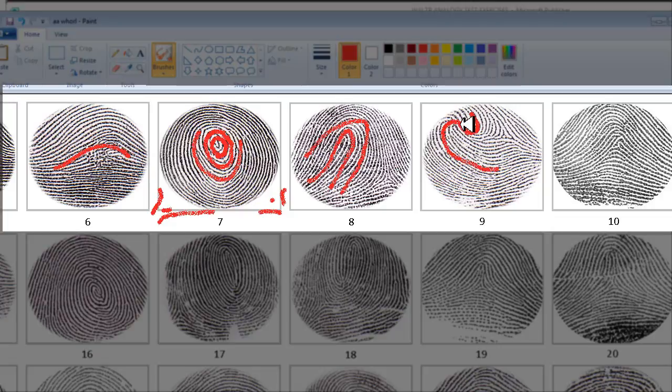And it has this formation here. This would be one of the deltas right here in the type lines. And the other delta is not visible on here, but when you see this looping formation at the top and the bottom, you know it has to be a whorl. Number 10 again is that tented arch.